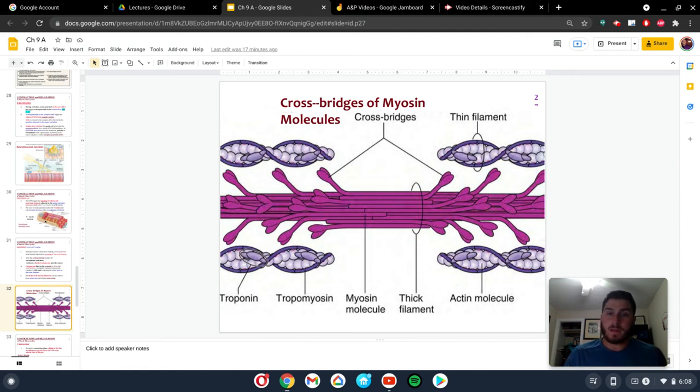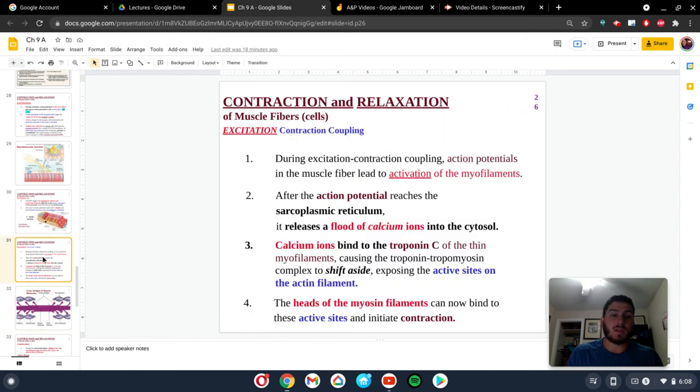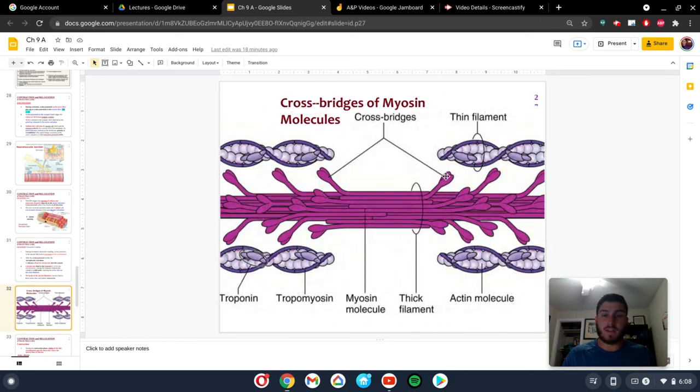Here's the problem though. These darker regulatory proteins that we discussed earlier, troponin and tropomyosin, are in the way. They're not allowing for this to happen. But I did mention to you earlier that there are sections on the troponin that bind to something and allow for the troponin and tropomyosin to move out of the way. And that something is calcium. When calcium binds to troponin, what it's going to do is move the tropomyosin out of the way of the actin and allow for myosin to bind to actin. So it's not going to happen without calcium.